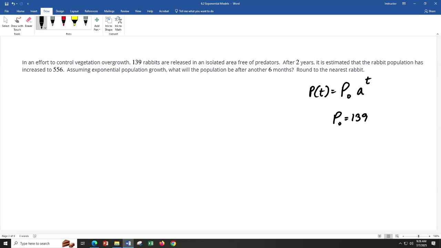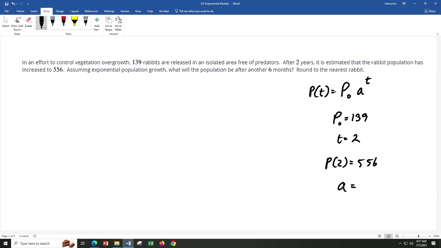So realize I do have a T right now. It's equal to 2. My P of T after 2 years would be the 556. So we can just say arbitrarily this P of T with 2. So actually, if we want to be correct here, P of 2 would equal 556. Notice what we don't have. See an A value anywhere? It's your growth rate. Well, that's okay, because watch what we can do here.